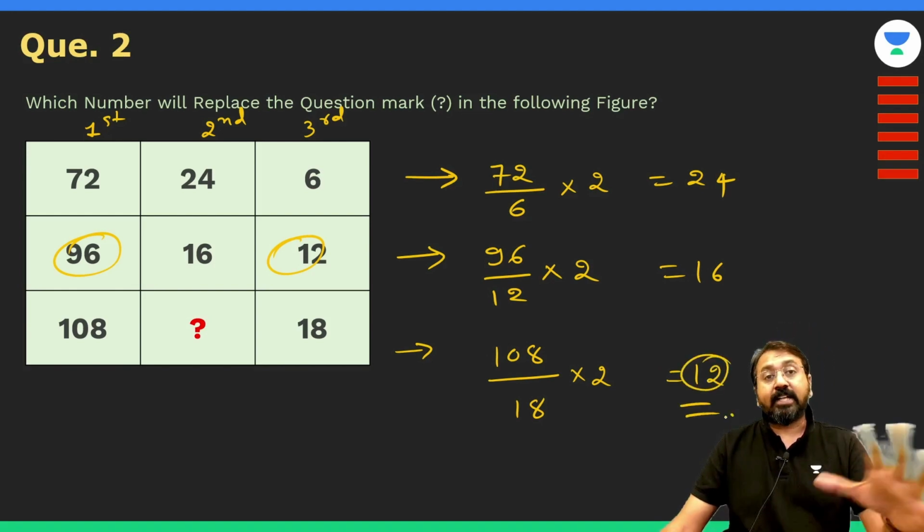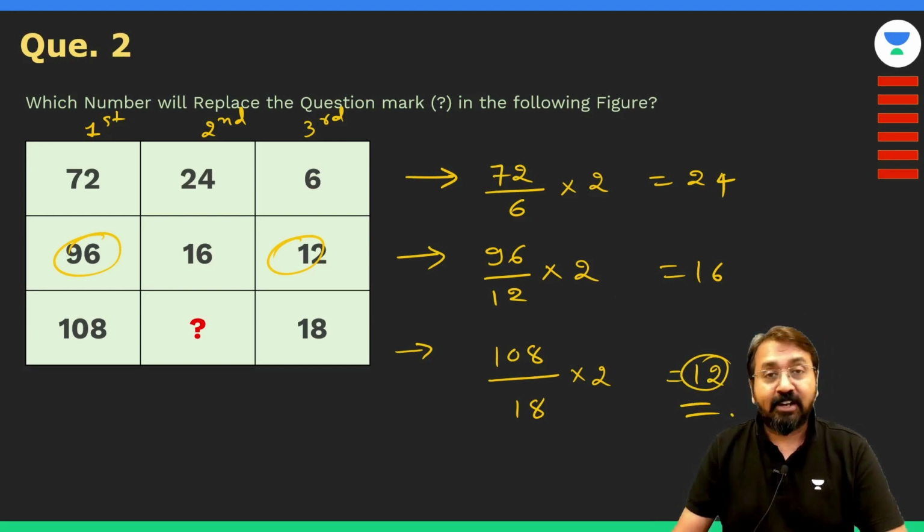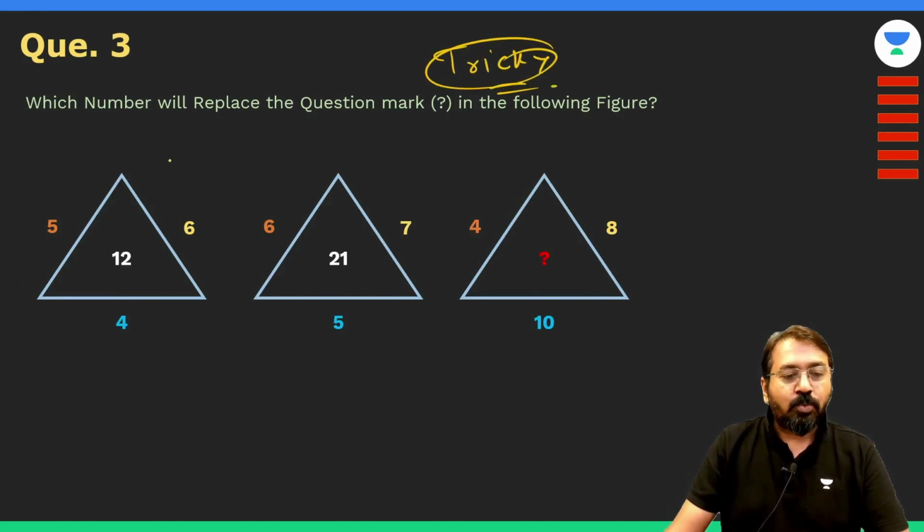In fact, I checked the comments and many of you had answered it correctly. So this question was correct for most of the students. Now let's look at the third question, and this was actually a tricky question. Very few students have answered this question correctly. So what is the pattern over here?